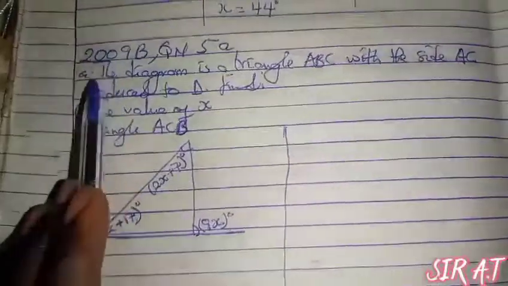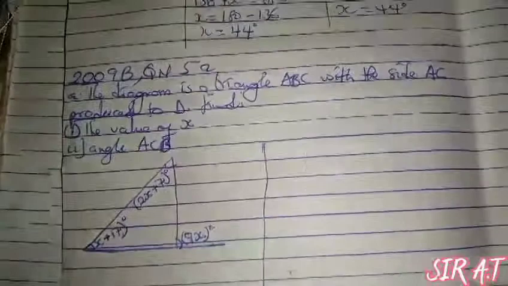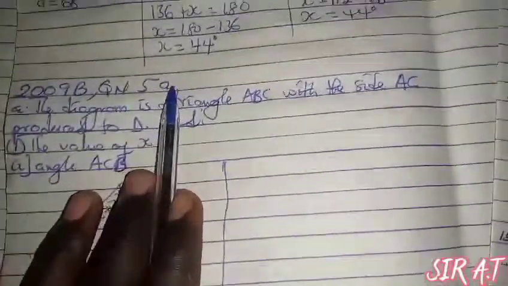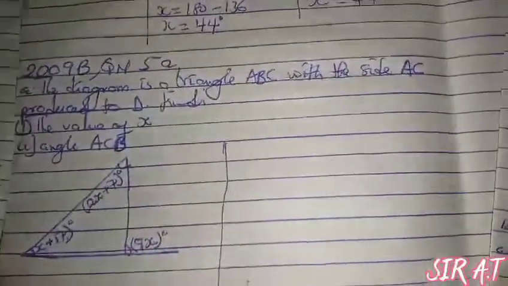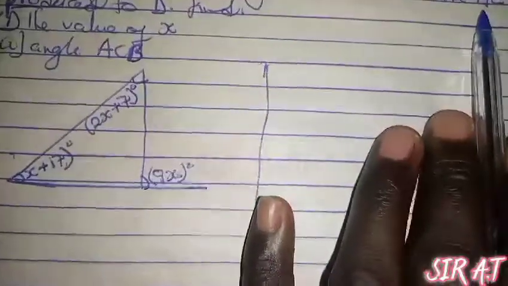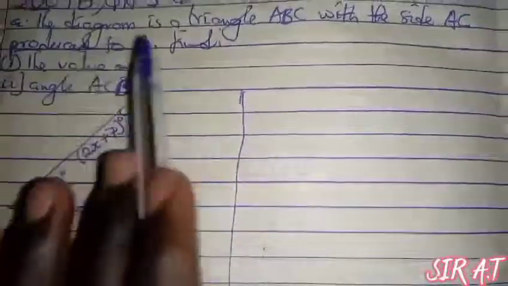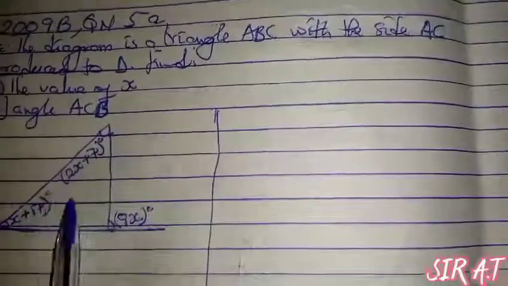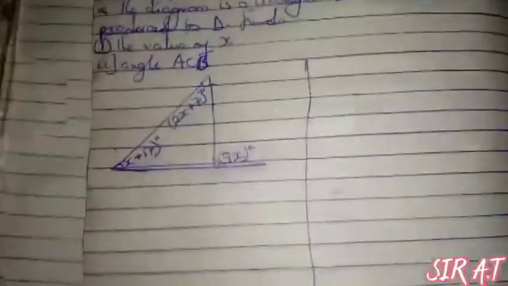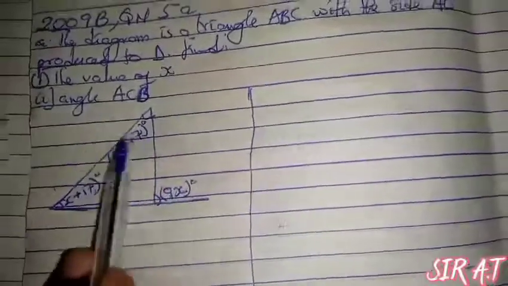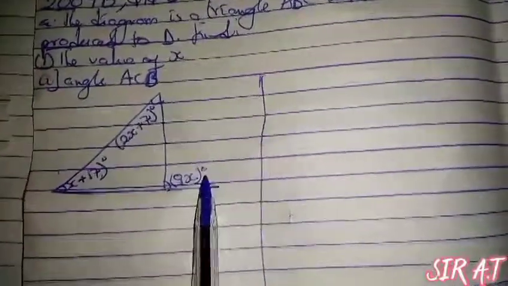That is 2009. Let's go back. 2009. That is question number 5A. Now the diagram is a triangle ABC with the side AC produced to D. Find the value of X. You are going to find the value of X. So how do you work this? We have learned that the sum of two interior angles is equal to its opposite exterior angle.